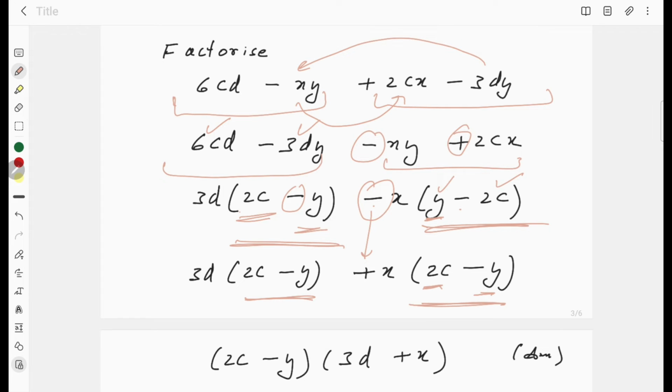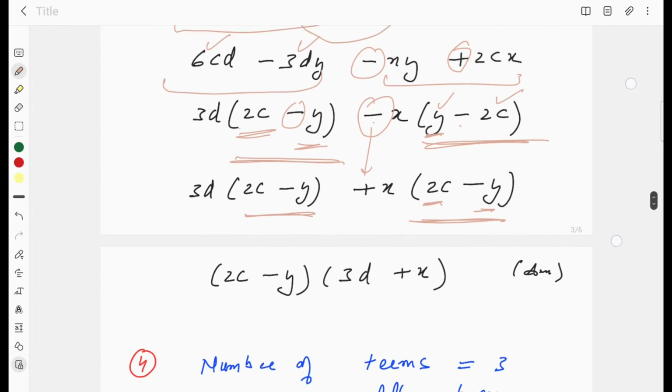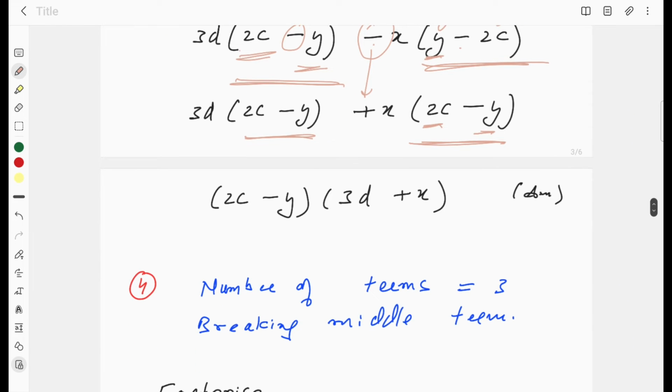Now you can take the two brackets common, so 2c minus y will come out and you are left with 3d and plus x, like this. So this is your answer.